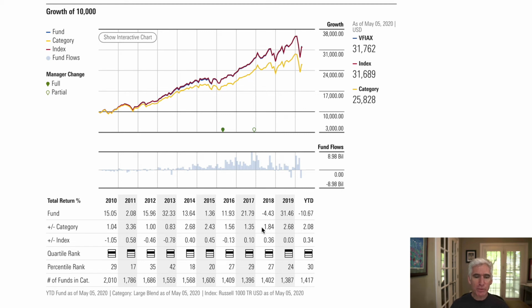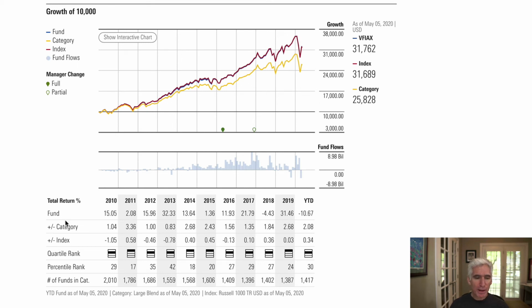And positive numbers here mean that, in this case, the Vanguard fund outperformed the category. And I'm looking to see if it ever underperformed, at least in the last 10 years. It did not. What gets confusing is this plus or minus index. Remember, we looked at the lines up here and they matched almost perfectly. In fact, you can't even really see the blue fund line because it's right underneath the red index line.